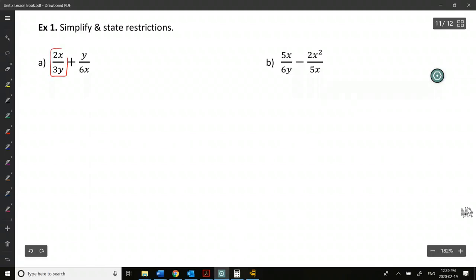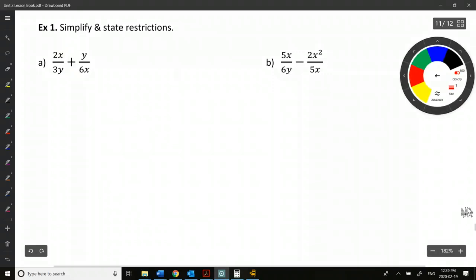So the first thing that you should always check is if you can cancel anything in the individual fractions themselves. So here I don't see anything common. It's y and 6x. And here 2x and 3y, there's nothing common there. So, Martez? You could do like the across, like the 2 and the 6, it could become 1 and 3. Okay, so can I cross cancel? When am I allowed to cross cancel?